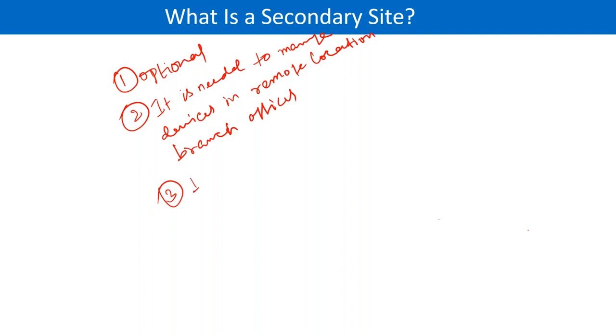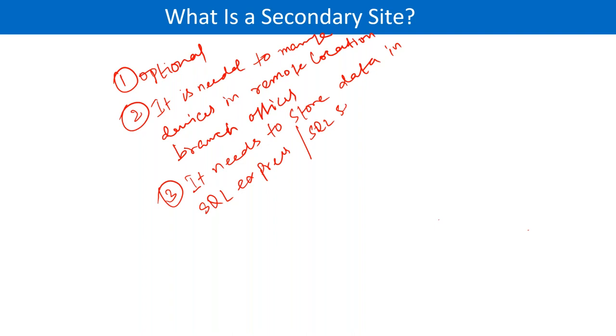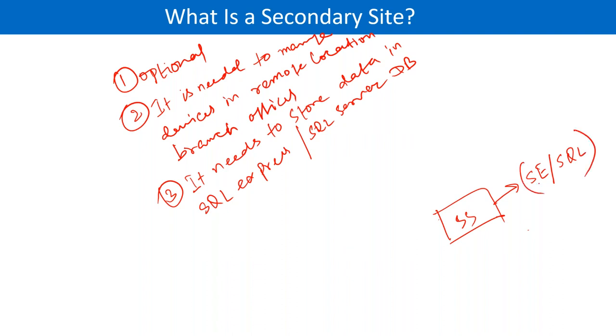15,000. Okay, second, there's 15,000. So it needs to store data in either SQL Express or SQL Server database. Okay. So the secondary site will also have a database. The secondary site is going to store the data either in SQL Express or SQL Server database. So it can store the data in either one of them.